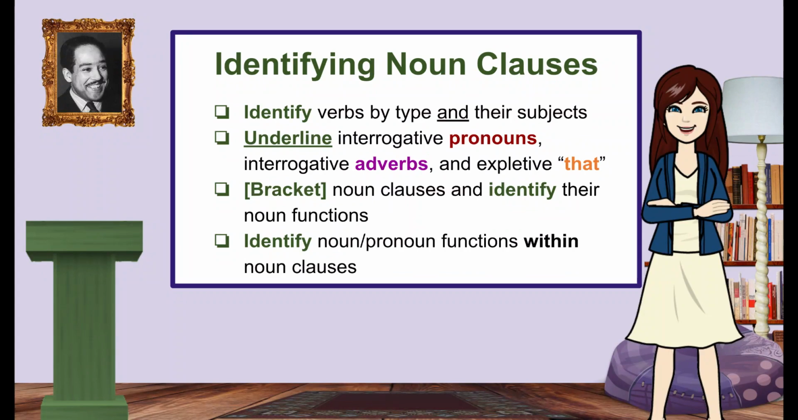To identify noun clauses, first, identify verbs by type and their corresponding subjects. Underline interrogative pronouns, interrogative adverbs, and expletives that. Bracket noun clauses and identify their noun functions in the sentence. Lastly, identify noun and pronoun functions within the noun clauses.